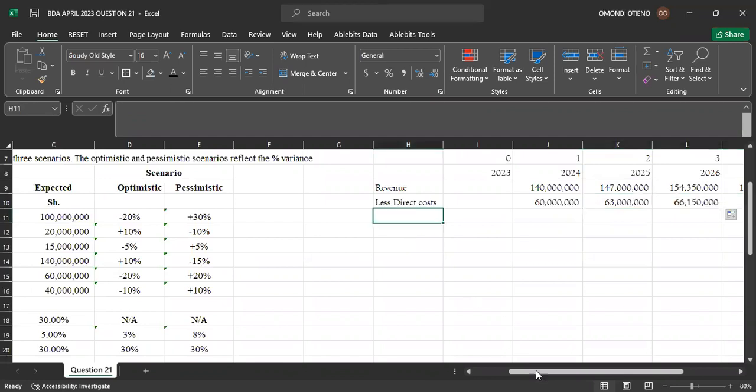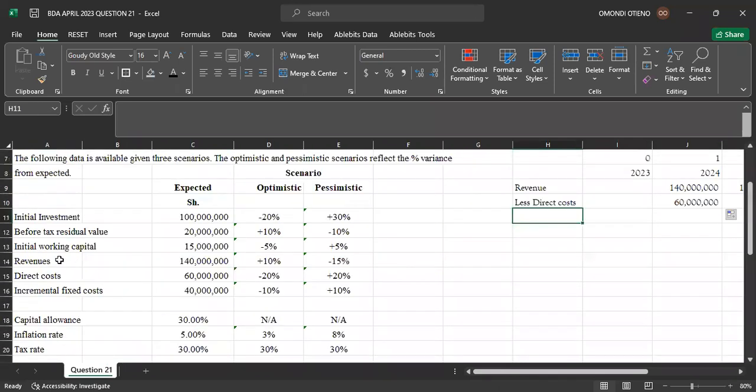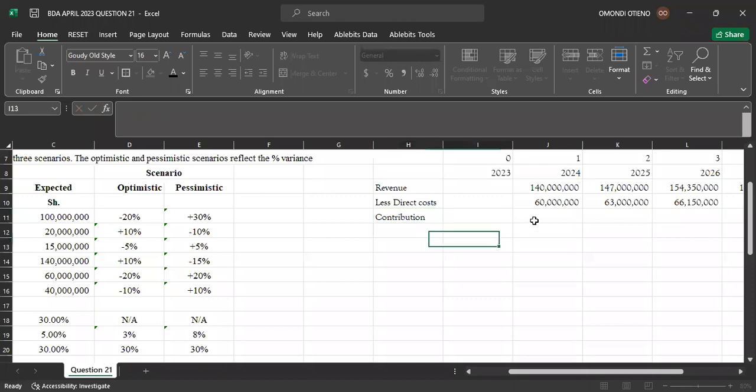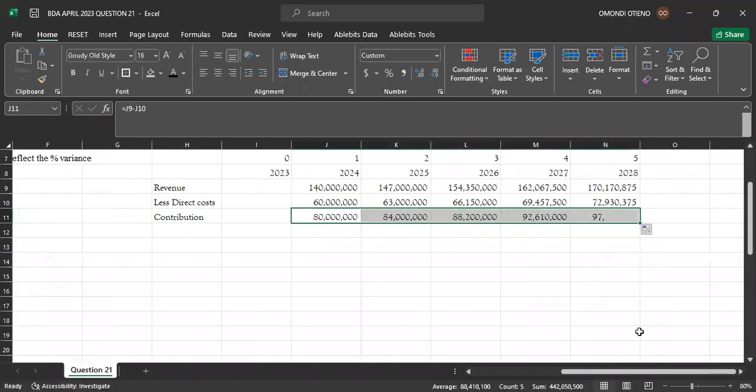Okay, so less direct costs. And then another thing that we also have here, after direct costs, we are going to have what we call contribution. Somebody may decide to have the contribution value here. And we all know very well that contribution is revenue minus direct costs. We have our contribution there.